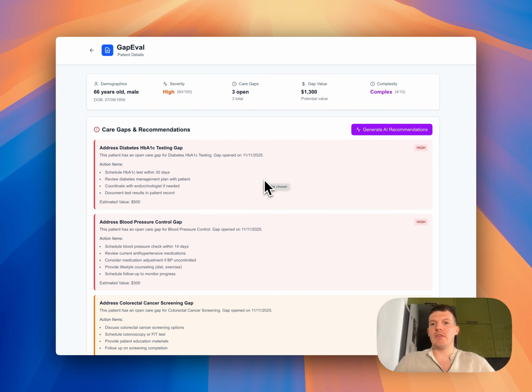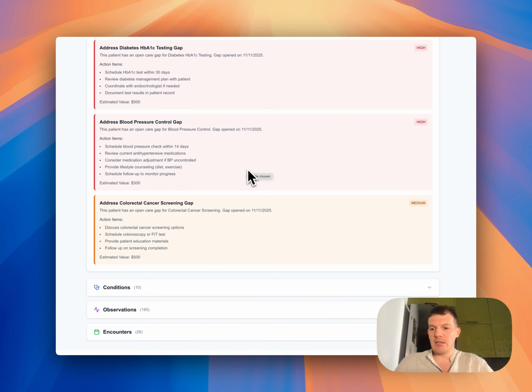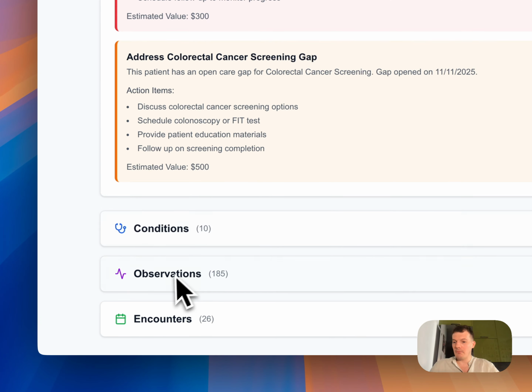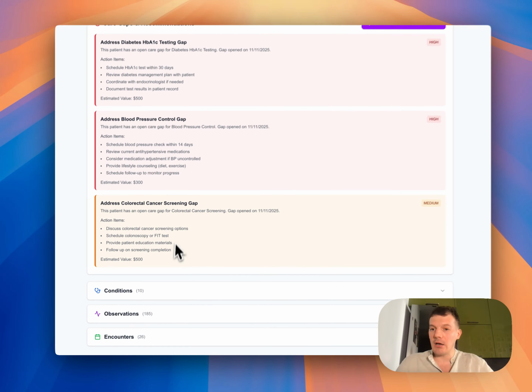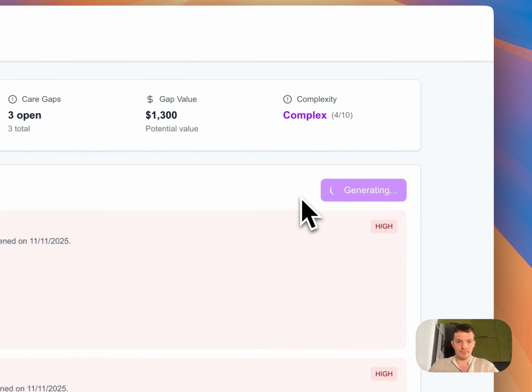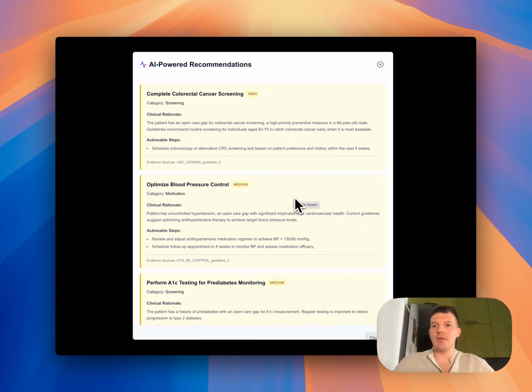So here you see a specific patient with the information about him and the care gaps. And here you can see his conditions, observations, and encounters. Let's generate some AI recommendations for this patient. So here you can see the generated recommendations.